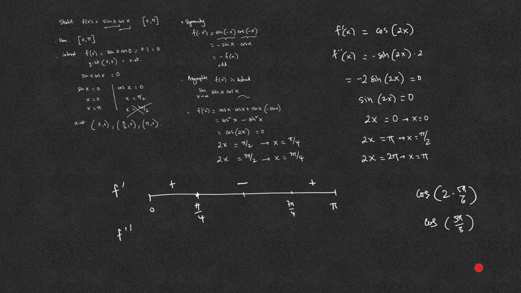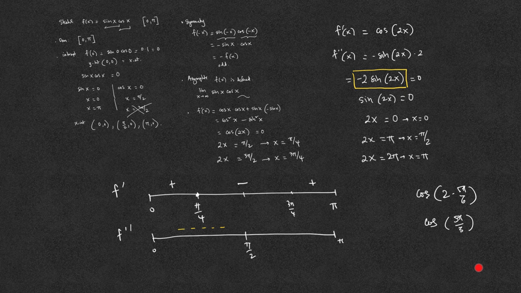For the second derivative, from 0 to pi, the cut points are pi over 2, 0, and pi. Pick any number between 0 and pi over 2, pi over 4 for instance, and plug it into the second derivative. The second derivative is negative 2 times sine of 2x. If we plug in pi over 4, 2 times pi over 4 is pi over 2. Sine of pi over 2 is 1. Negative 2 times 1 is negative.